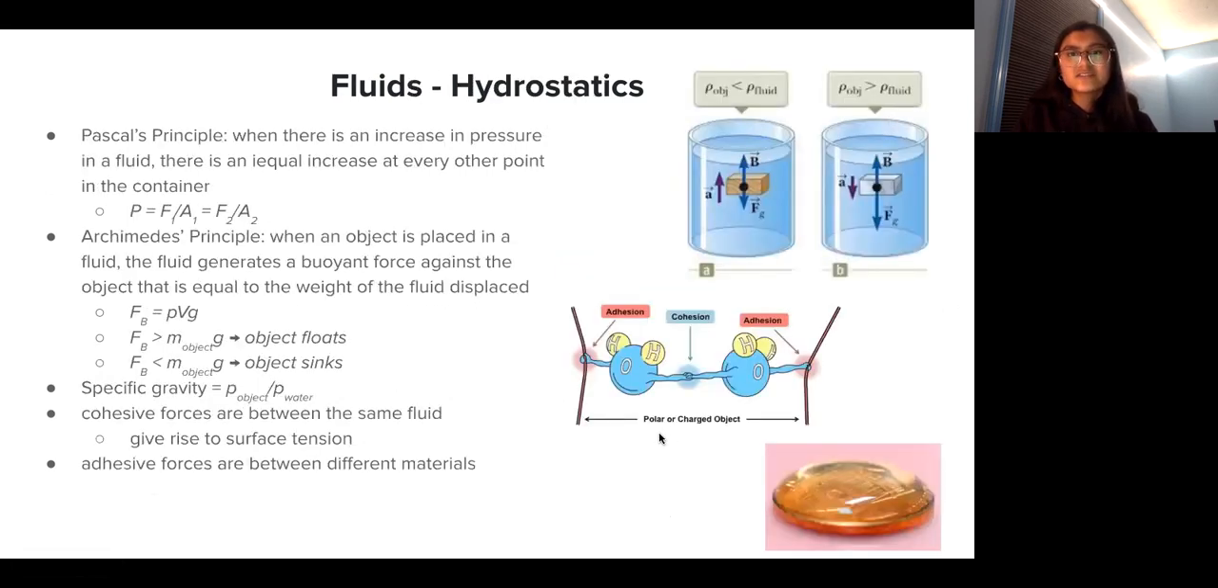Okay, hydrostatics. So Pascal's principle is when there's an increase in pressure in a fluid, there is an equal increase at every other point in the container. The formula that relates this is just F1 over A1 equals F2 over A2. And then you have Archimedes' principle: when an object is placed in a fluid, the fluid generates a buoyant force against the object that is equal to the weight of the fluid displaced.